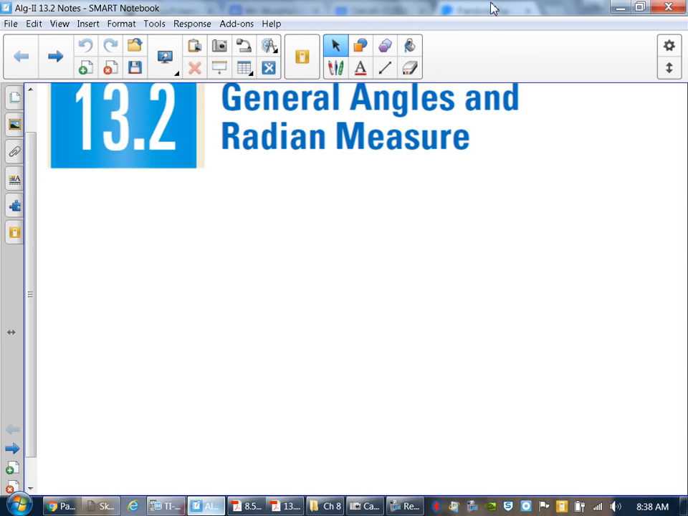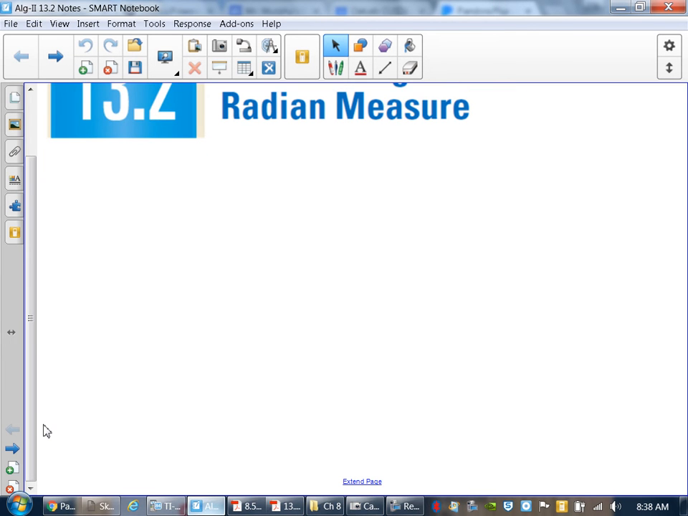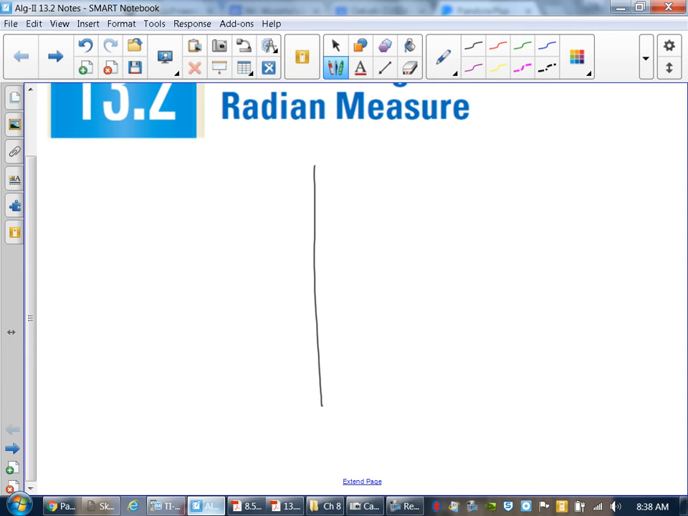remind you guys of your coordinates, or your quadrants, excuse me. A lot of this stuff is going to start talking more and more about quadrants and where certain values lie as far as angle measurements are concerned. So remember how the quadrants are labeled.